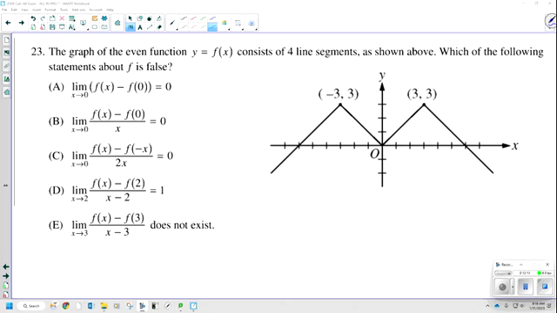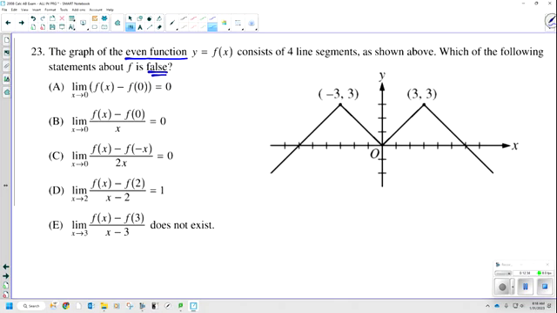23. The graph of the even function y equals f of x, it says even function, that's nice, consists of 4 line segments as shown above. Well, in this case, below and to the right. Which of the following statements is false? 4 of these will be true, 1 will be false. Don't circle the first true, you son of a gun.